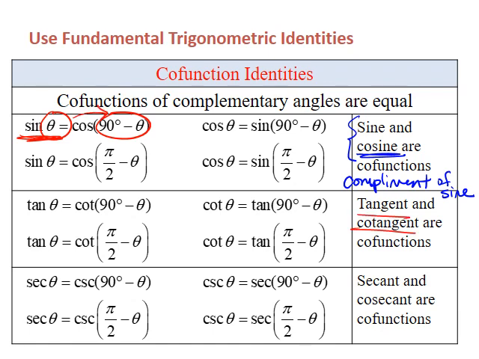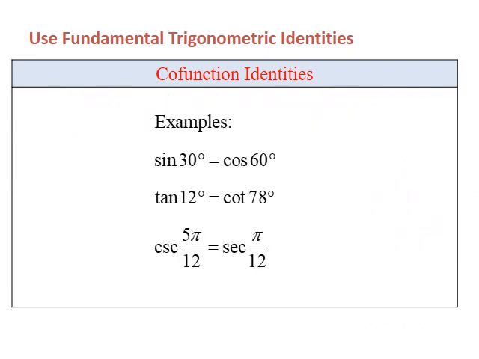Tangent and cotangent are cofunctions, and then secant and cosecant. So you can kind of analyze this a bit further if needed. I've provided a few examples of cofunctions here. If you notice, this plus this is equal to 90 degrees, and this plus this is equal to 90 degrees, or pi over 2.